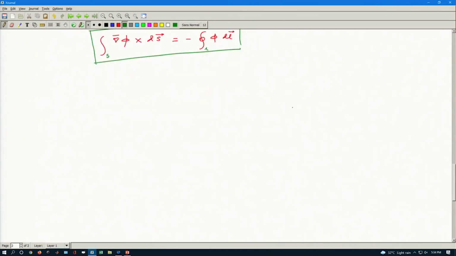Now, after that what we do, let phi, our scalar field, be some vector, say t dot the position vector r. T is a constant vector and r is our position vector.